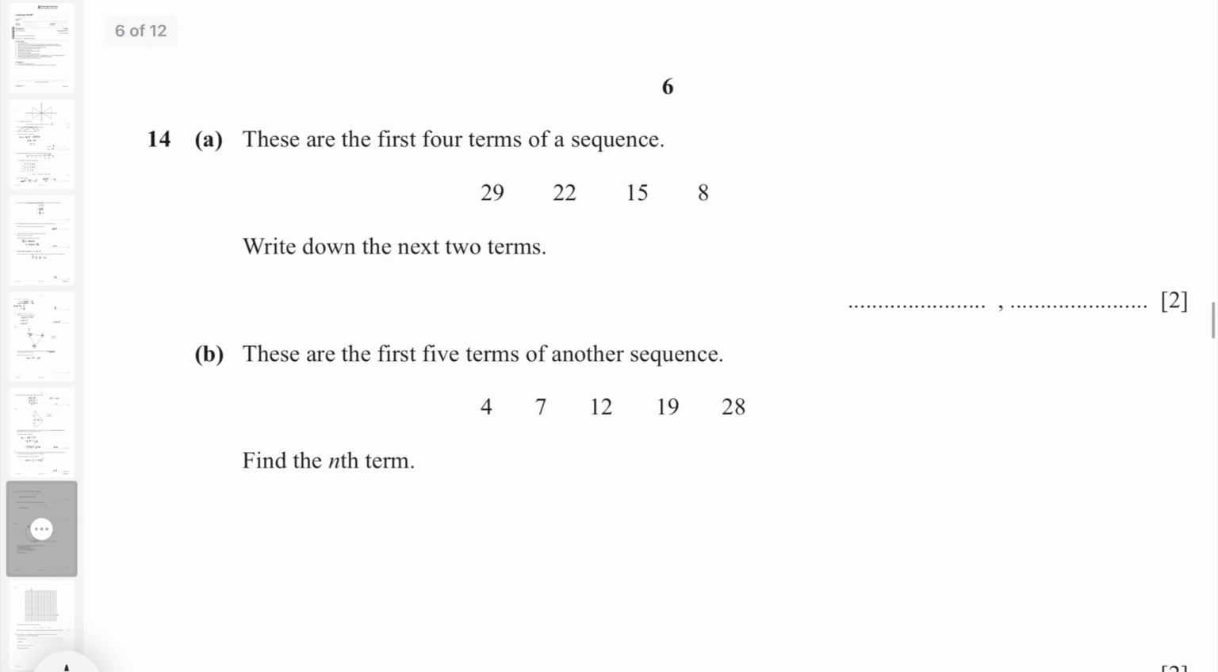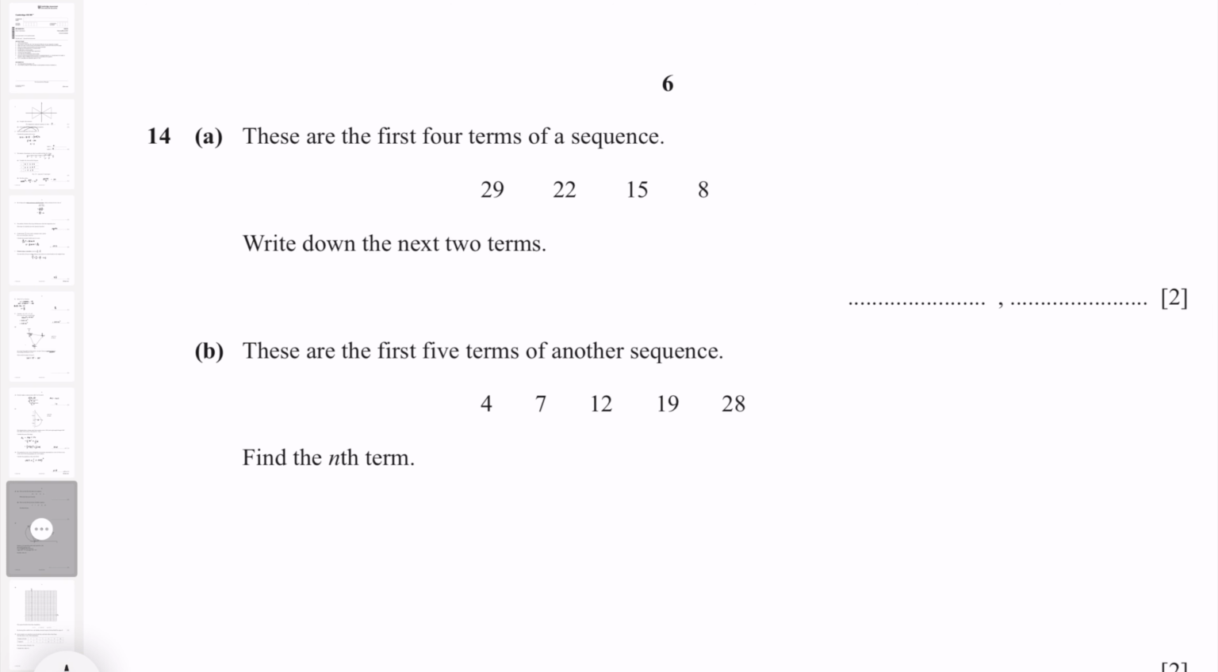Okay, these are the first 4 terms of a sequence. Write down the next 2 terms. 29, 22, minus 7, right? 29 minus 7. Minus 7 again, minus 7 again. Yep. So minus 7 again, you get 1 and negative 7. Wait, no. 1 minus 7 is negative 6.